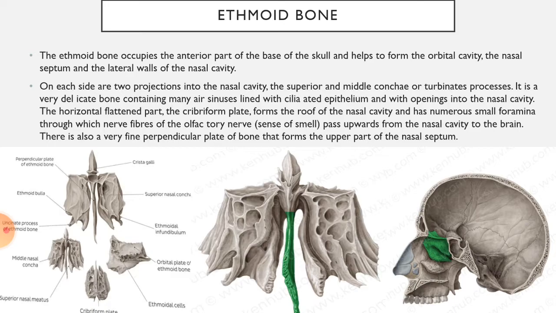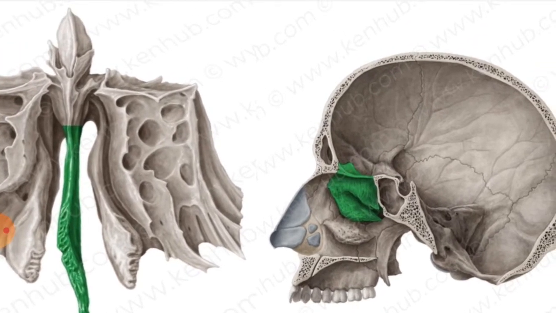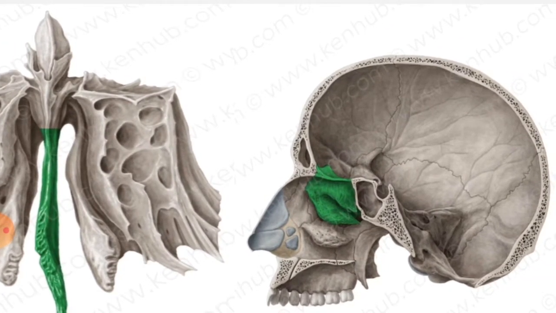This is the ethmoid bone, and it has various parts. This image is showing the sagittal section of your skull, and these two are called the conchae, the superior and middle conchae. This one is the inferior nasal concha, but the inferior nasal concha is not part of the ethmoid bone. The two conchae, the superior and middle nasal conchae, are part of the ethmoid bone, and these conchae basically form the lateral walls of the nasal cavity.